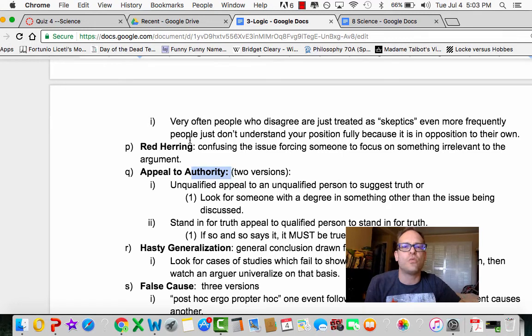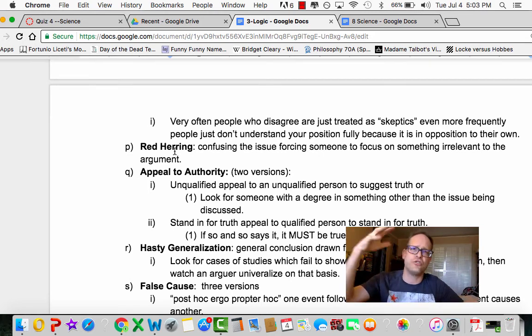Not going to quiz you on this one too much, but it's essentially when you confuse the issue. A red herring is a fish, and when you drag a fish along a trail, it'll mask the scent. Boom. That's what a red herring is here. It's when you are arguing with someone, rather than answer the question, you just confuse it.